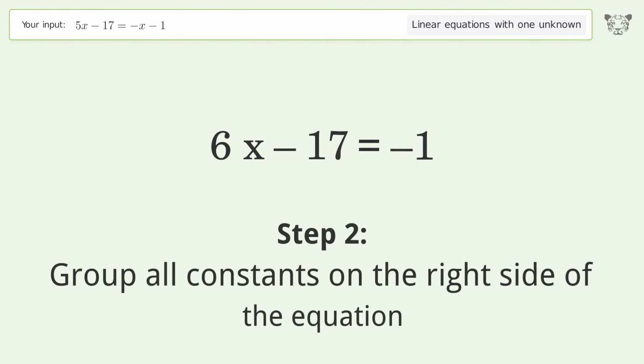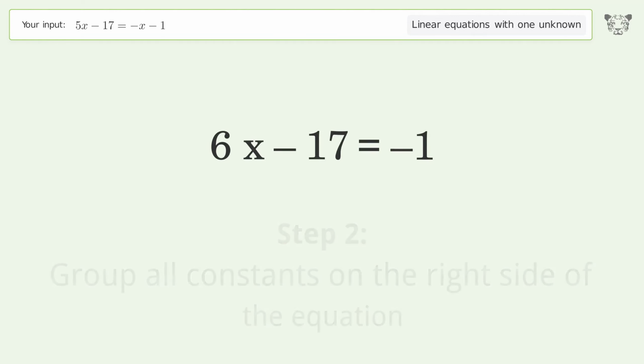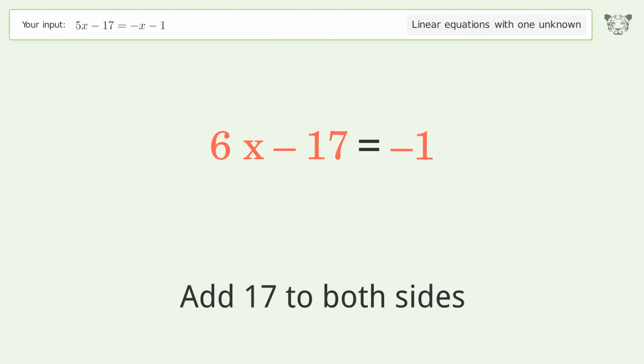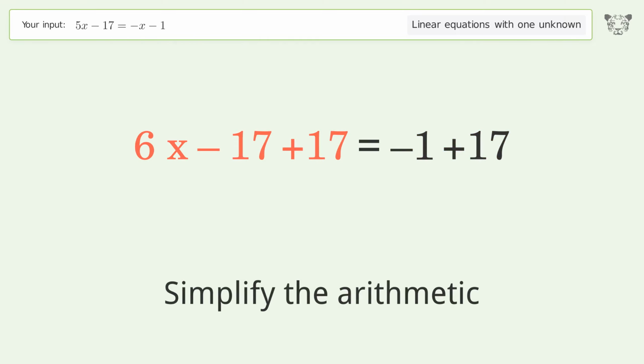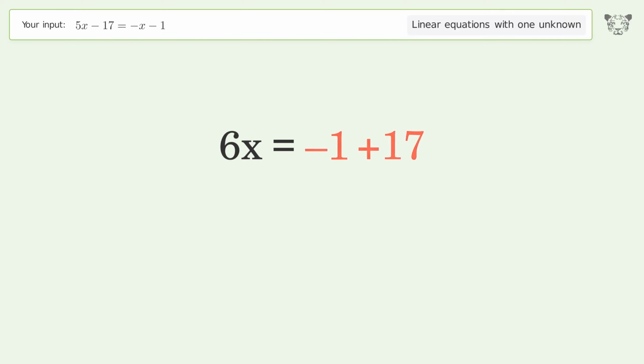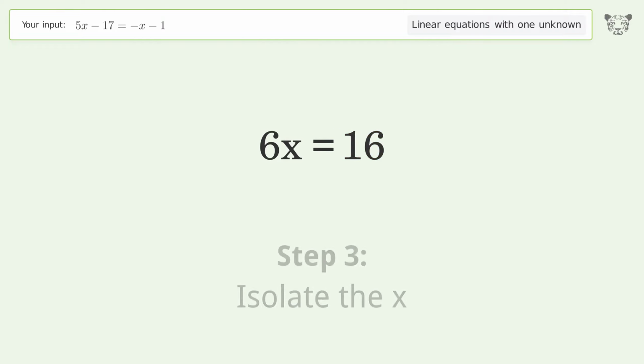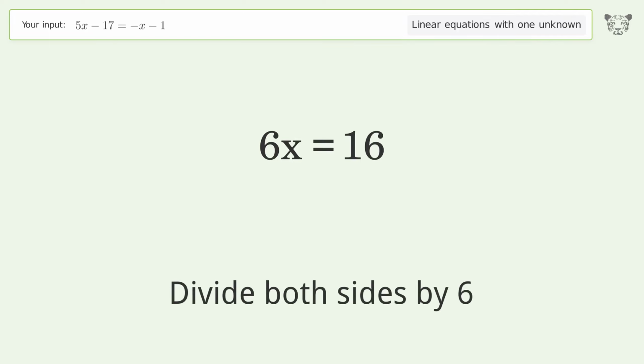Group all constants on the right side of the equation. Add 17 to both sides. Simplify the arithmetic. Isolate the x. Divide both sides by 6.